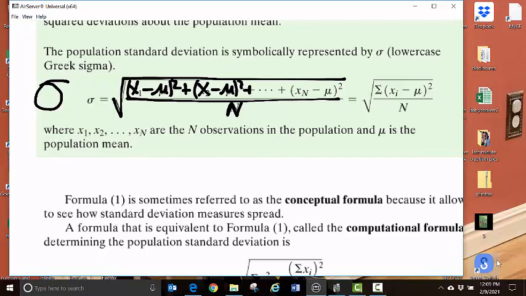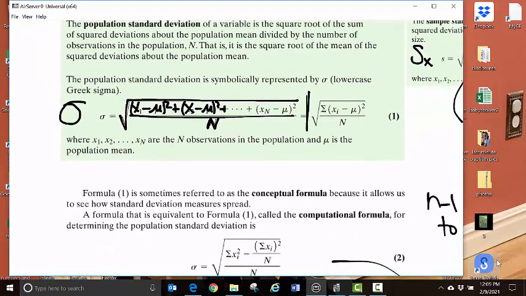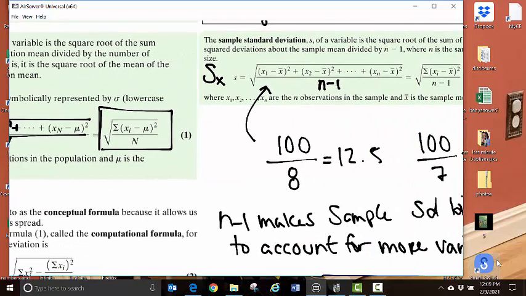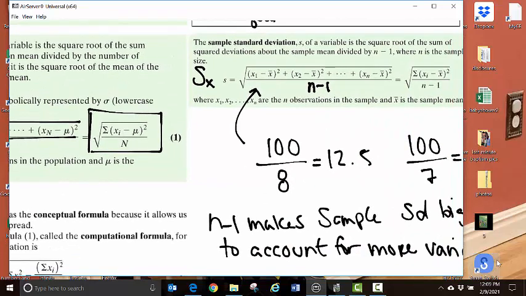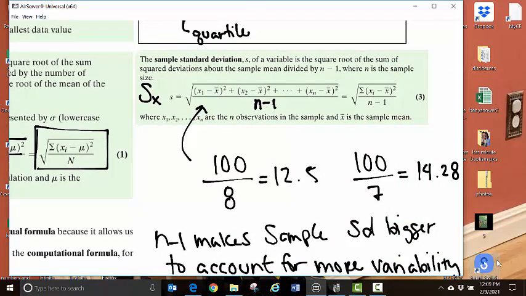Okay, so here's the formula for population standard deviation. If you're talking about a sample, you would do the same thing, but you wouldn't divide by the total value. You would divide by n minus 1. And the reason for that is it'll make your standard deviation bigger.